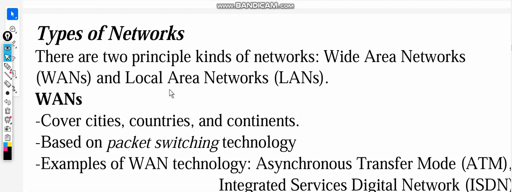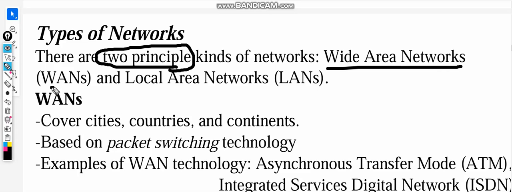So, types of networks. There are two principal kinds of networks: wide area networks, WANs, and local area networks, LANs.